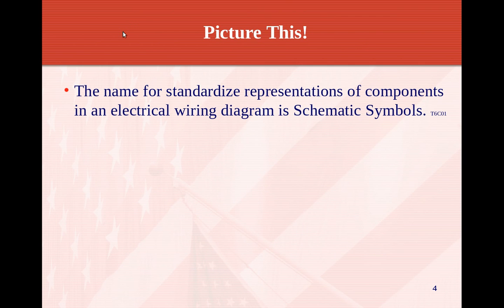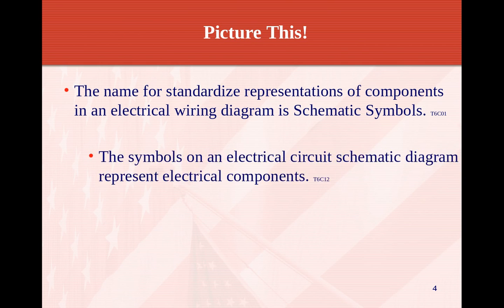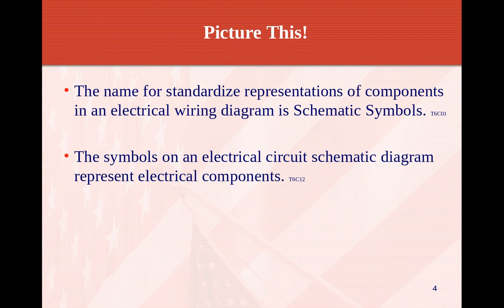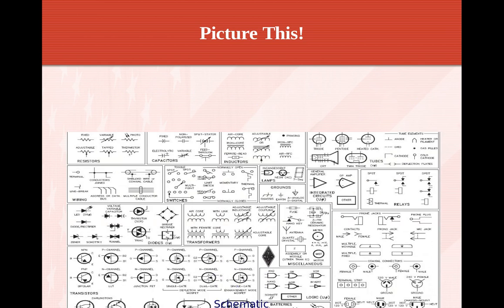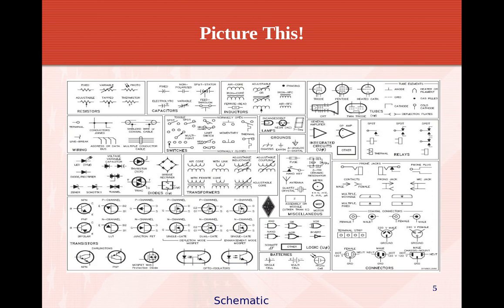Picture this. The name for a standardized representation of components in an electrical wiring diagram is called a schematic symbol. The symbols on an electrical circuit schematic diagram represent electrical components. It's kind of like the roadmap of what the circuit does. The way components are interconnected is accurately represented in the electrical circuits and schematic diagrams. So here's a bunch of schematic symbols.